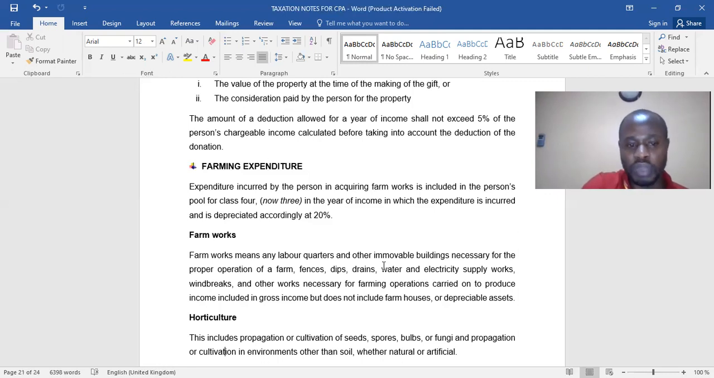And then farm works include labor quarters, immovable buildings necessary for the proper operation of a farm, fences, dips, drains, water and electricity supply works, windbreaks, and other works necessary for farming operations, carried on to produce income, but does not include farmhouses or depreciable assets. So in other words, the farmhouses and depreciable assets would be taken in the normal depreciable assets manner by computing wear and tear if they are capital assets. Then which class would they fall under?